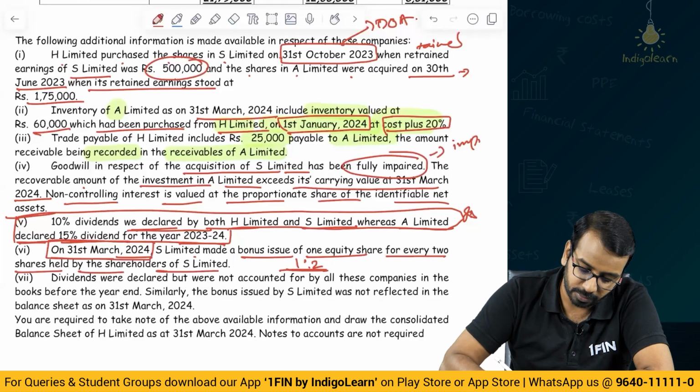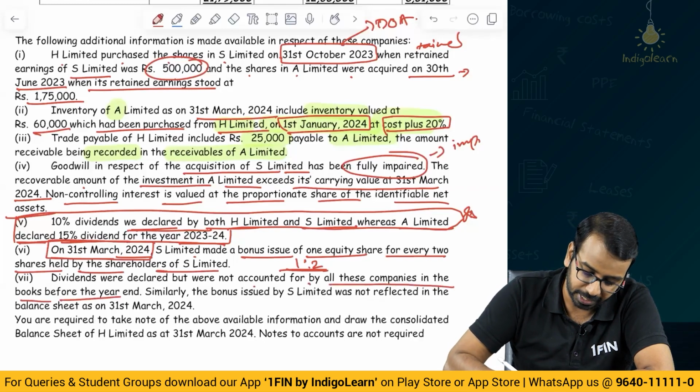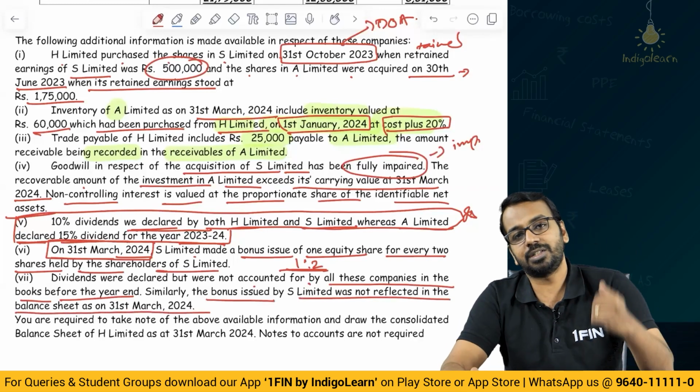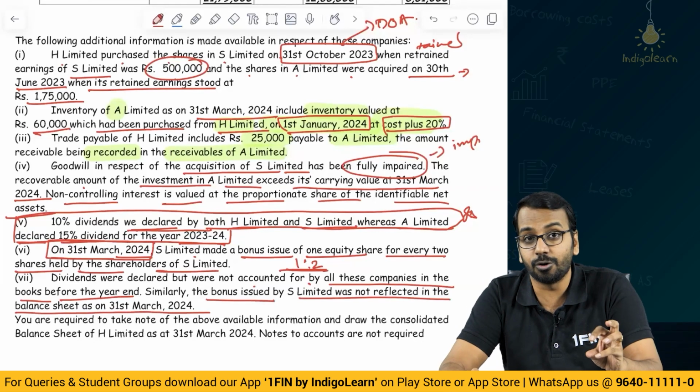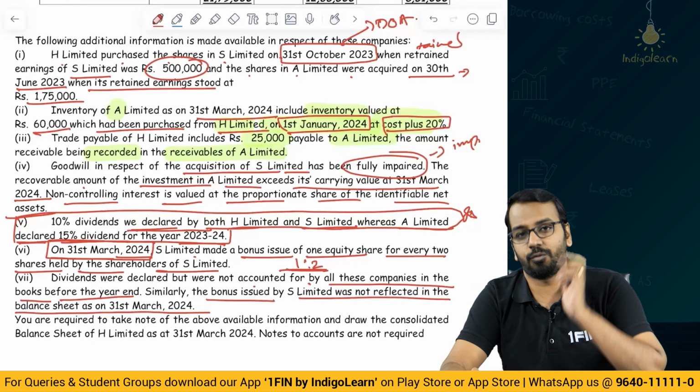Dividends were declared but were not accounted for by all these companies in the books before the year end. Similarly, the bonus issue was not reflected in the balance sheet as on 31st March. So, dividends were declared but were not accounted for. We have to account for that. The bonus issue was also not accounted. We have to account for that.